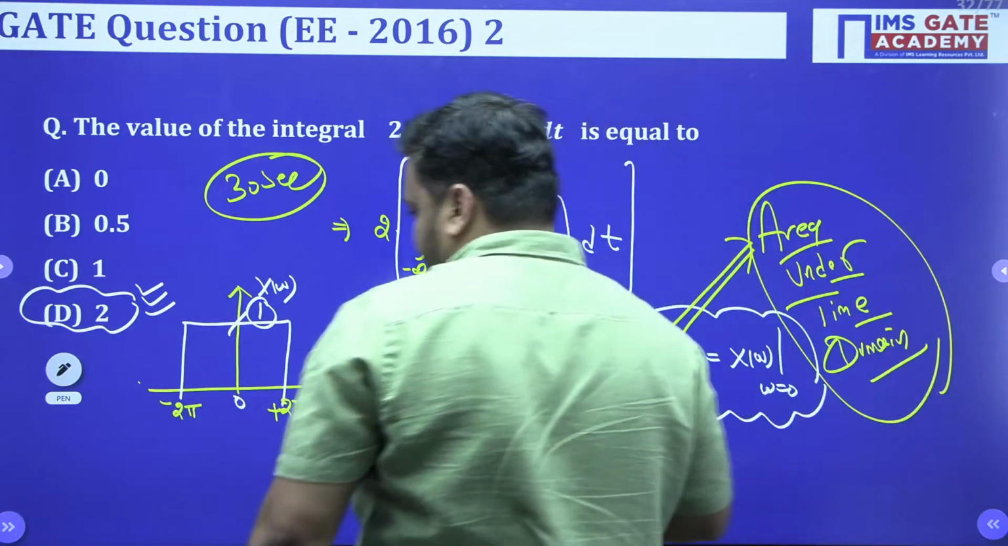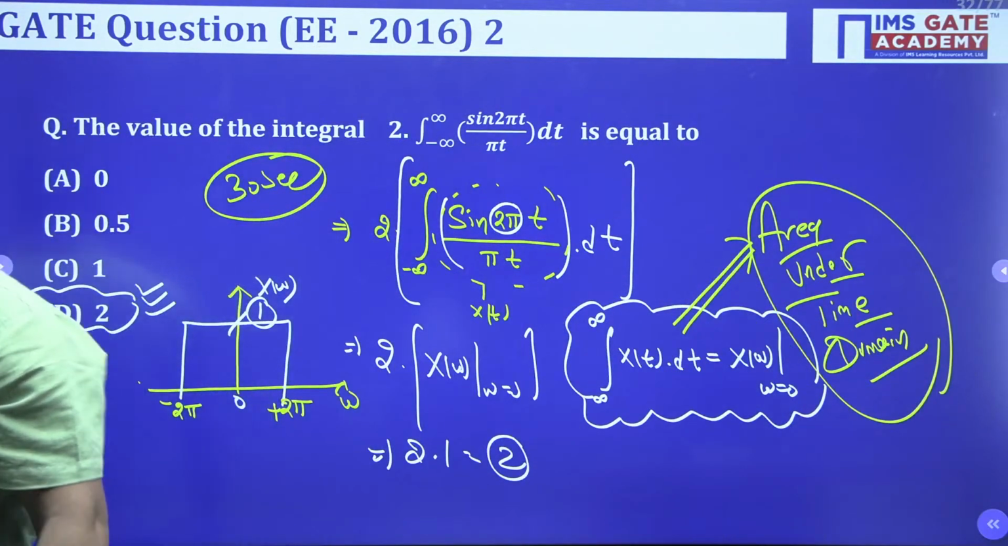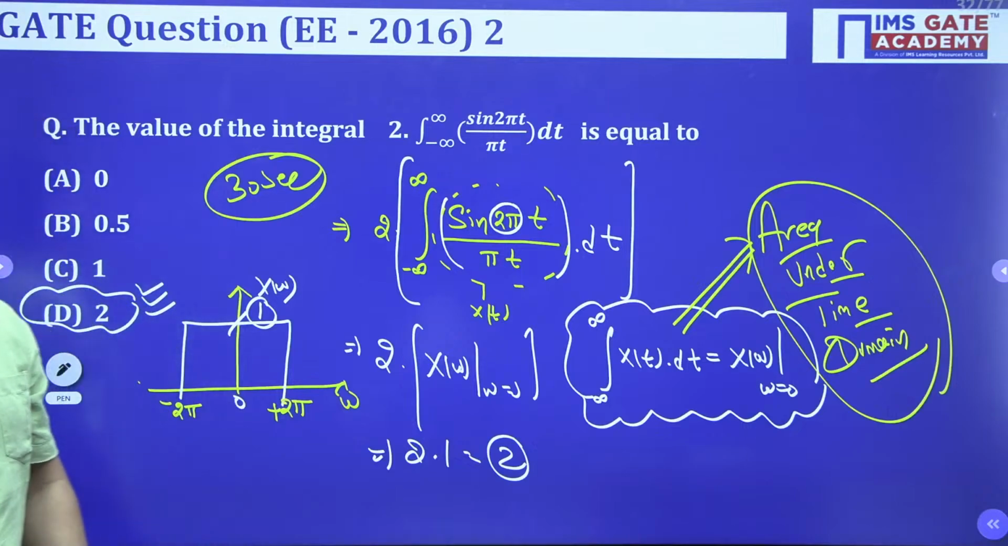I hope this part is clear, beta. I hope this part is crystal clear. Bolo हाँ या ना? Shall we go for next, बच्चों?